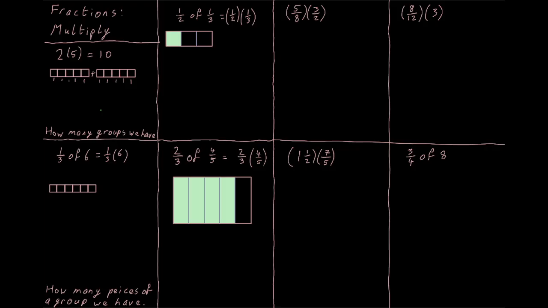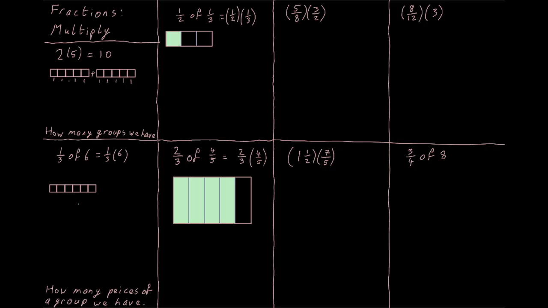But what does it mean if we have less than one group of something? That's what we're going to look at now. And what we effectively do is say, how many pieces do we have of our group? So if we want to say we have a third of 6, so 6 is still a whole number, but we have a third of 6, well, that would be the same as a third multiplied by 6.